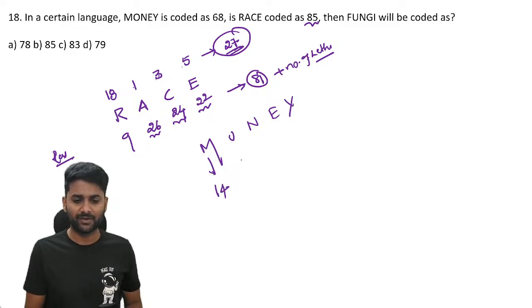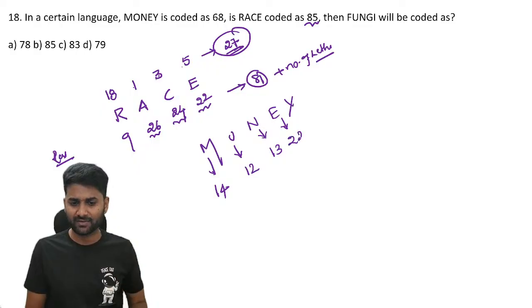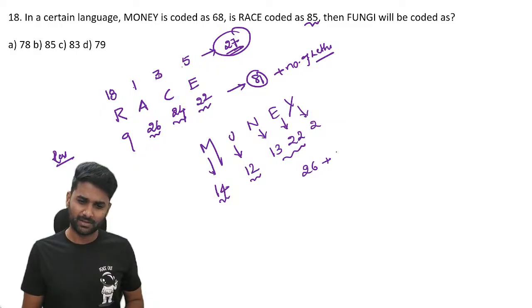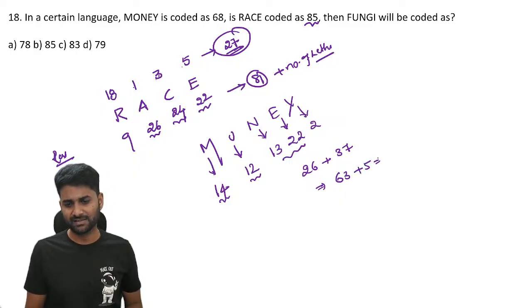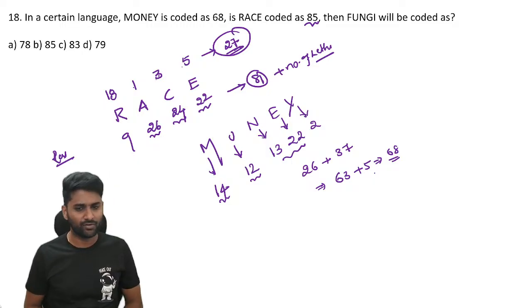So M must be 14, O must be 12, N is 13, E is the fifth letter so we require 22, and Y is 25, so the reverse is 2. So 14 plus 12 is 26, 13 plus 22 is 35, plus 2 is 37. Go through the sum, it says 63, and there are 5 letters, so 68. So the code is the sum of reverse alphabetical positions plus the number of letters.